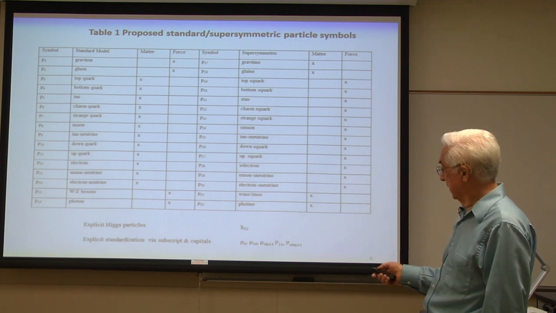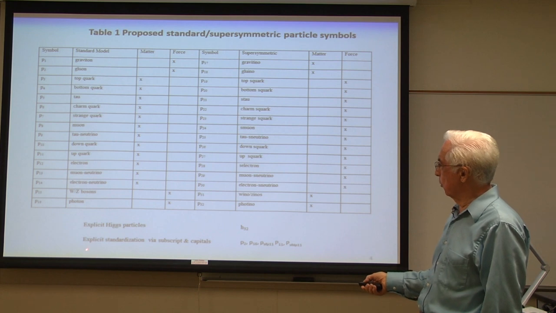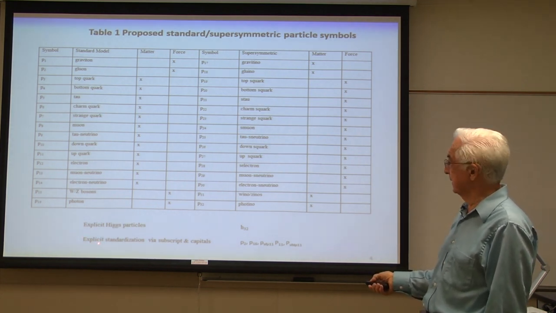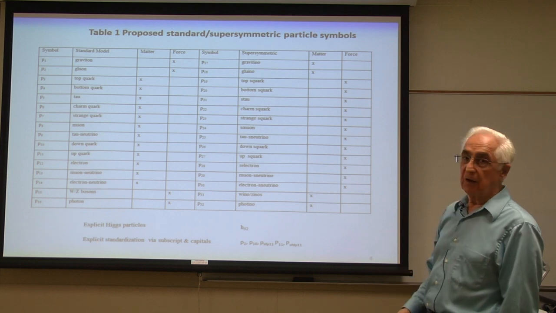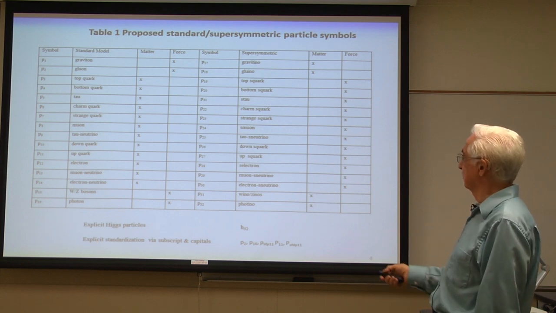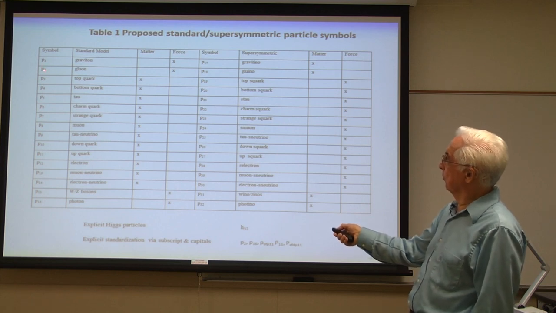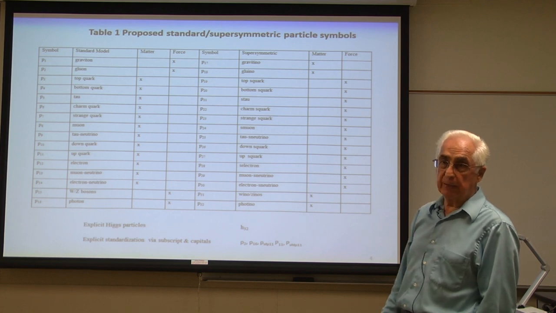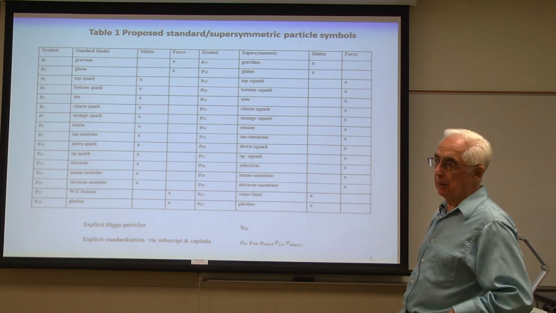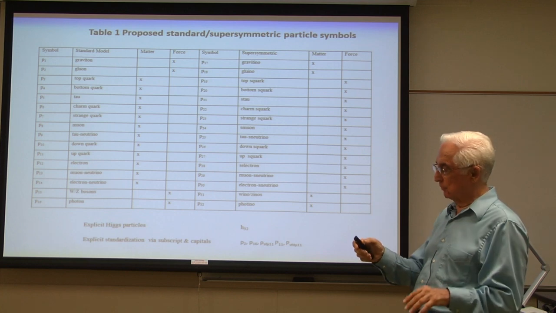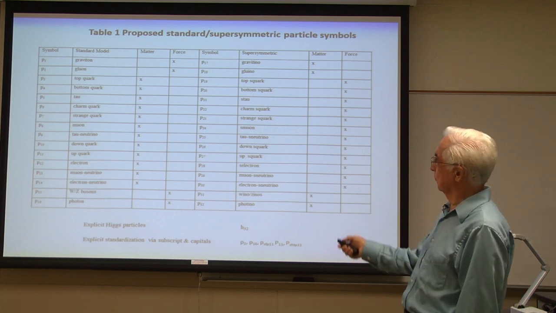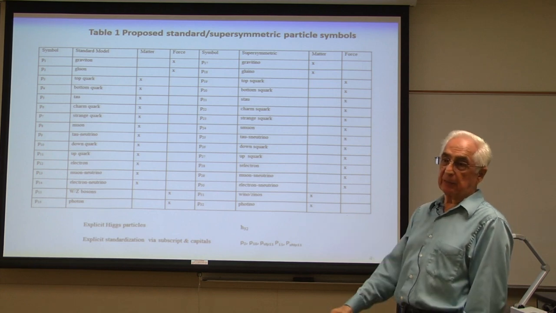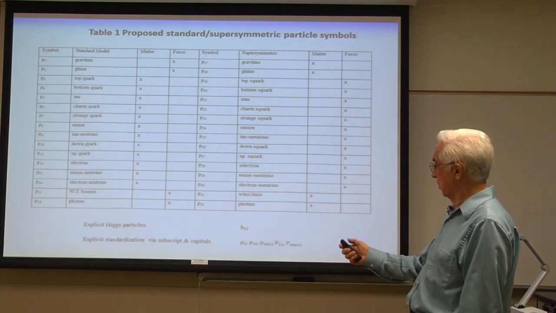symbology. The second reason for going to the proposed particle symbols: there are many ambiguities in the existing symbols, which can be eliminated via standardization of subscripts and capitals. For example, P2, the gluon, I subdivide into P2A, P2B, all the way to P2H to explicitly define the 8 types of gluons in the universe. In the existing symbology, I have not seen any explicit symbol for the 8 gluons.